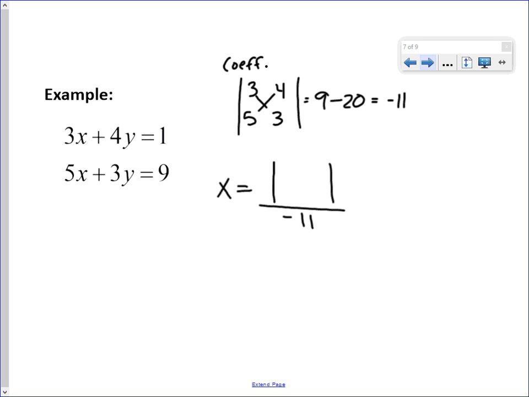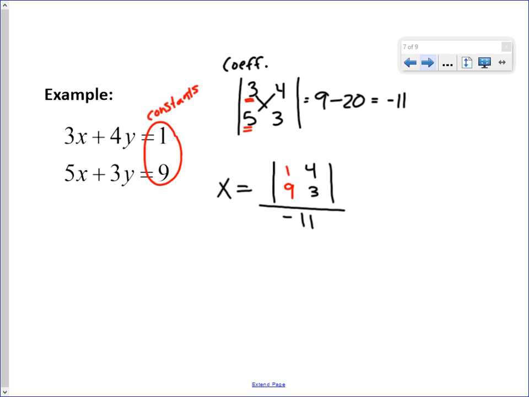My new determinant for x, I'm going to take those constants, 1 and 9, and I'm going to replace them in my coefficient matrix where the x column is, the 3 and the 5. So I'll drop in 1 and 9, but I leave y alone, 4 and 3. So the rest of the coefficient matrix stays the same, only one column should change. That's the variable that you're trying to find.